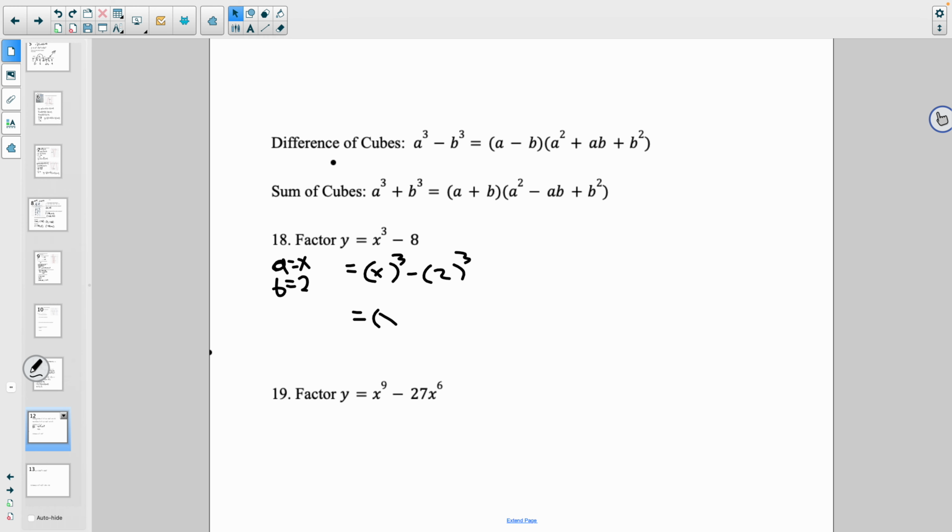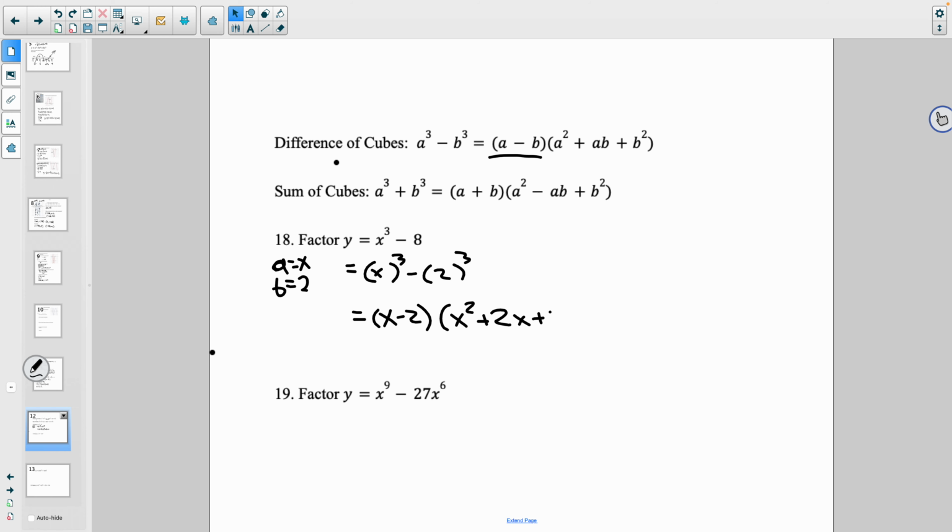So we can just do a plus b. I'm sorry, a minus b, since it's difference of cubes, right? So x minus 2. And then a squared is x squared, plus ab is plus 2x, plus b squared is plus 4, right? So that's how we could factor this one, right?